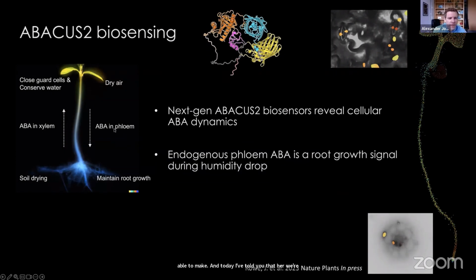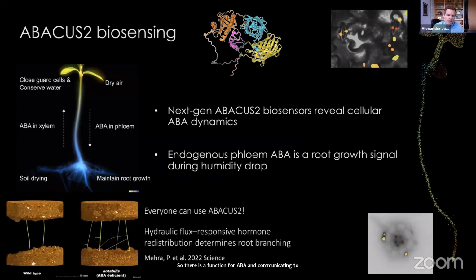And so we think we've identified a function for this ABA that we thought was moving from shoots to roots. So there is a function for ABA in communicating from shoots to roots that we think we can continue exploring in the future. One thing I would like to mention first is that this is for everyone, right? Abacus2 is a tool. And in fact, Poonam Mehra in Malcolm Bennett's lab has already used Abacus in her recent Science paper studying root branching affected by ABA and auxin dynamics. So really, hopefully everyone else can start using Abacus2 and our other hormone biosensing tools for whatever their favorite biological question is.